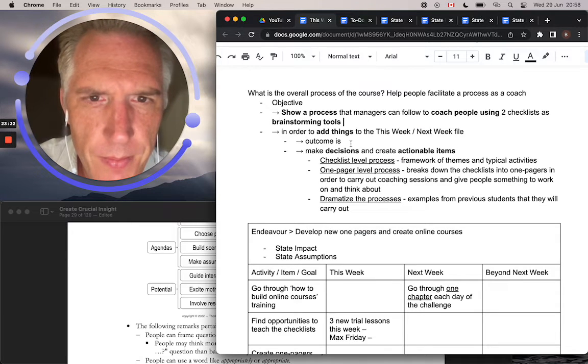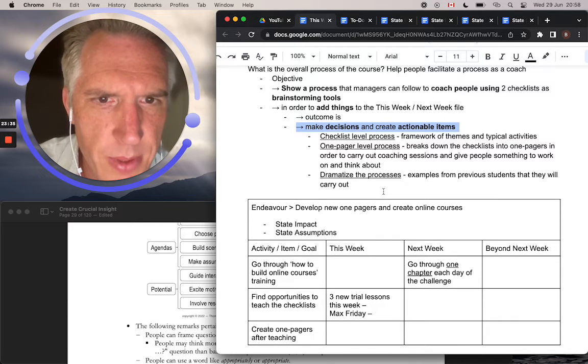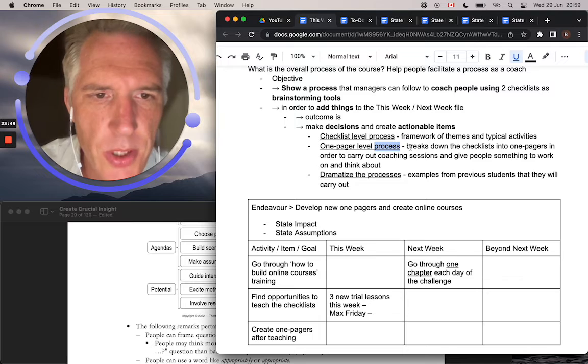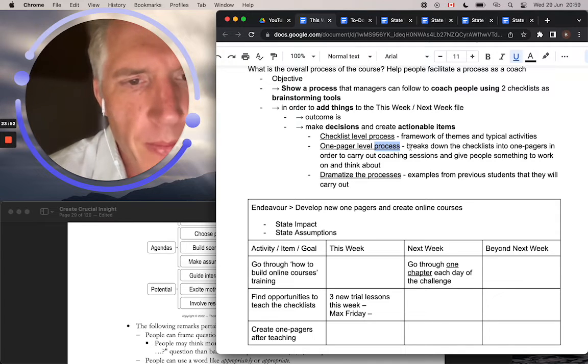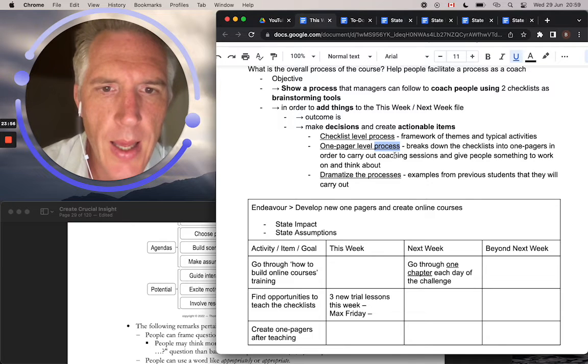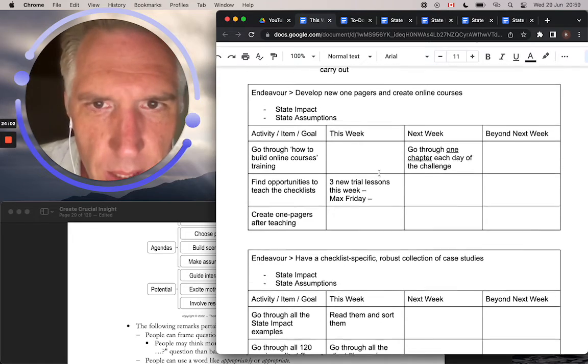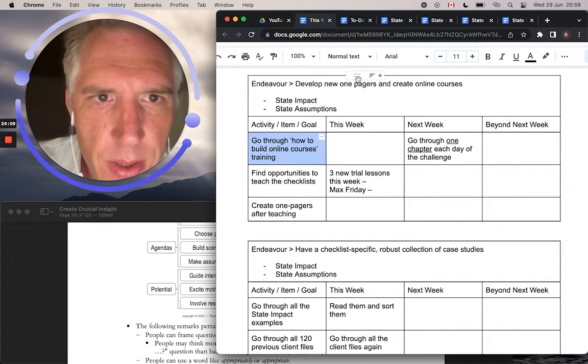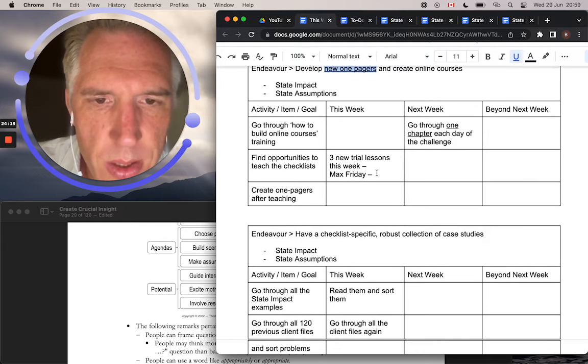So, make decisions and create actionable items. There's going to be a checklist level process, framework of themes and typical activities. That's what I'm going to talk about, like what the checklists look like. And then I'll have one-pagers, and I'll help people use the one-pagers so that they can work with the customers they coach. And then I need to dramatize the process using examples. So really what we need here is the examples. Now we're not talking about going through the online course. So I think we do need to continue to develop one-pagers. That's very important.